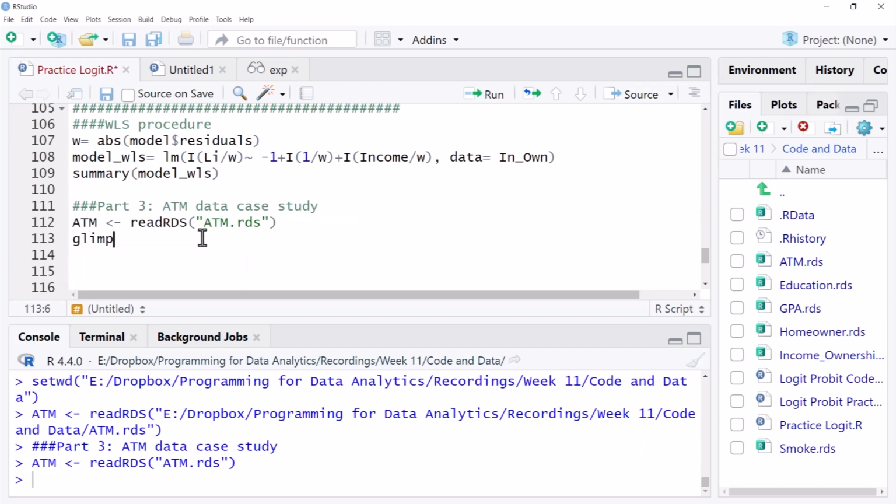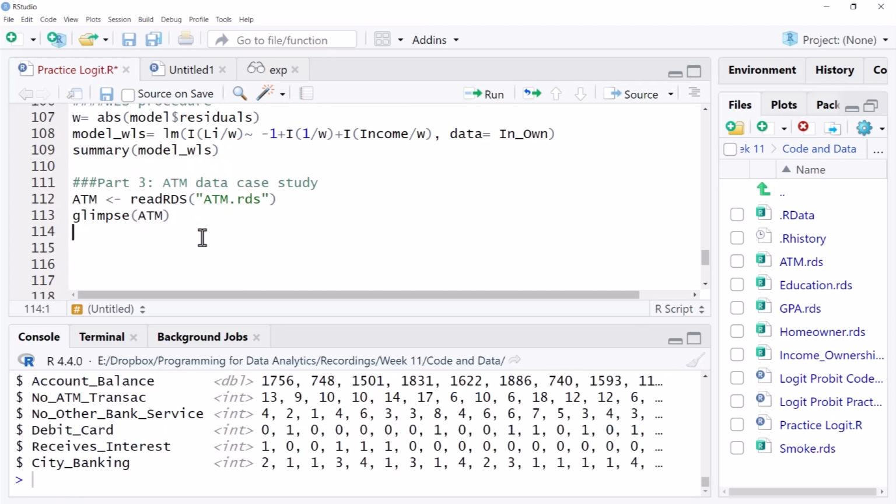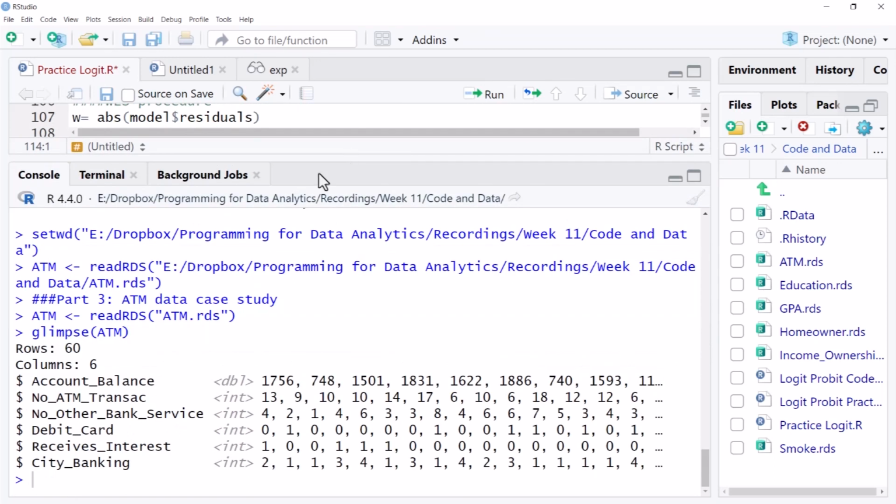Now, as a practice, we'll have a glimpse of this data. Although we know what these data are, we have already discussed them. So: account balance, number of ATM transactions, no other bank service, number of other bank services, debit card whether owned or not, receives interest, city banking, and so on.